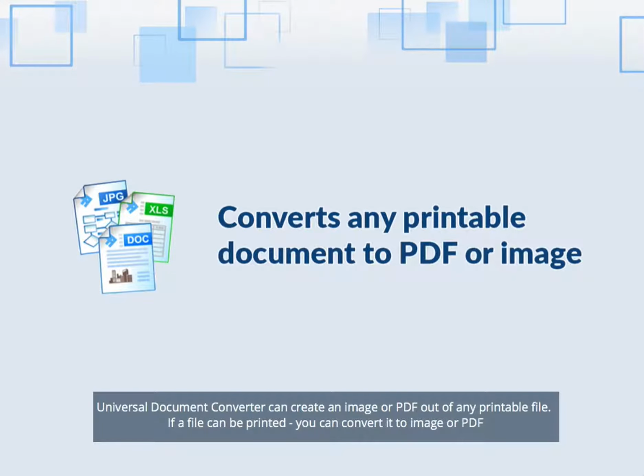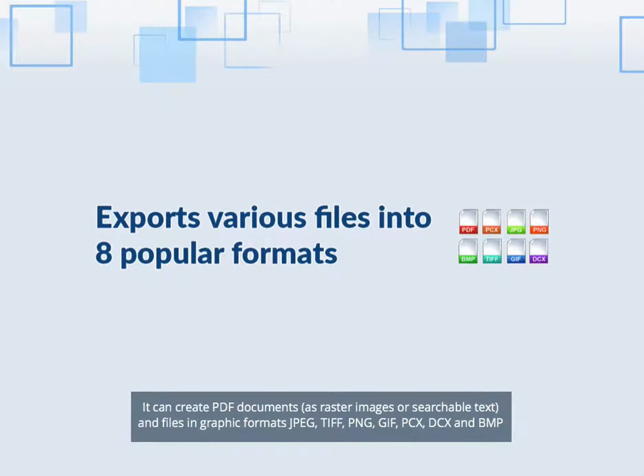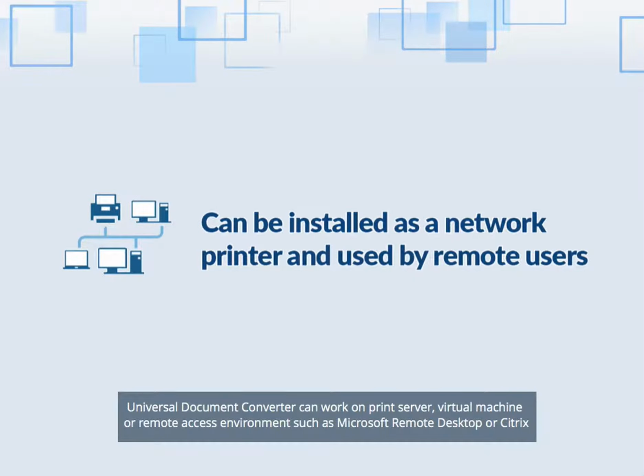Universal Document Converter can create an image or PDF out of any printable file. If a file can be printed, you can convert it to image or PDF. It can create PDF documents, as raster images or searchable text, and files in graphic formats JPEG, DIF, PNG, GIF, PCX, DCX and BMP. Universal Document Converter can work on print server, virtual machine or remote access environments such as Microsoft Remote Desktop or Citrix.